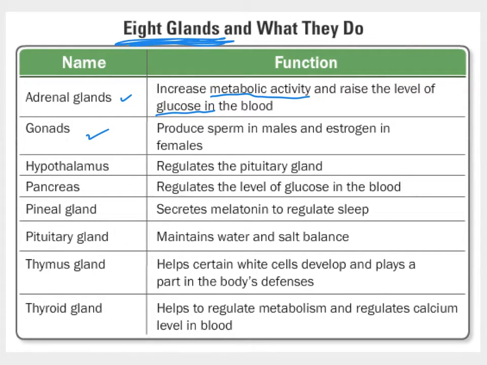Next are the gonads, and those are the testes in males and the ovaries in females. In males, it produces sperm and testosterone, and estrogen is produced in females.